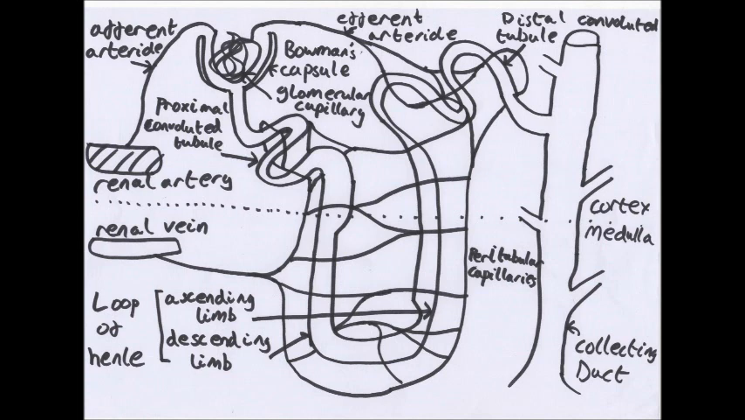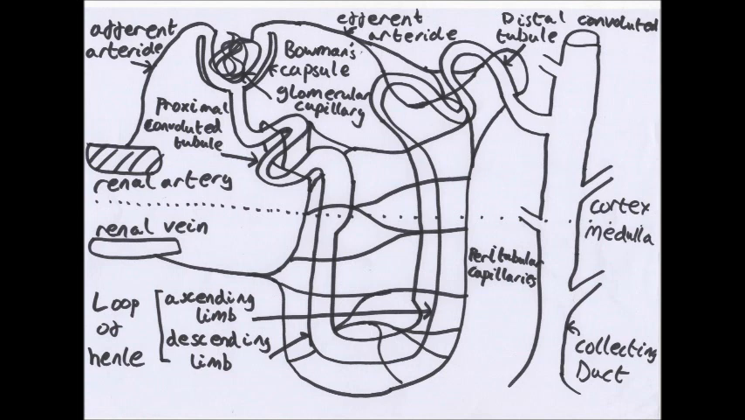You then have the proximal convoluted tubule, which goes down. You then have the loop of Henle, which we'll look at in a bit. You have the descending limb, which is the one furthest to the left, then the ascending limb, which is the one to the right. You then have the distal convoluted tubule before going into the collecting duct.